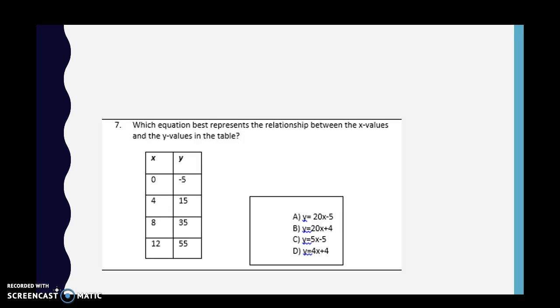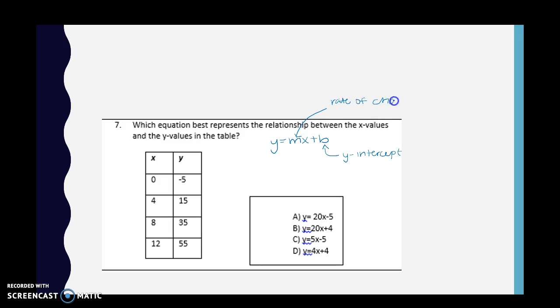Okay, so this next problem, it says which equation best represents the relationship between x values and y values in the table? So first of all, we can see from our answer choices that we are looking at another linear relationship because they're written in the form of y equals mx plus b. So we know that b is what? B is our y-intercept. And what is m? Our rate of change.